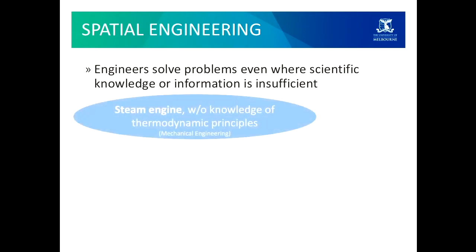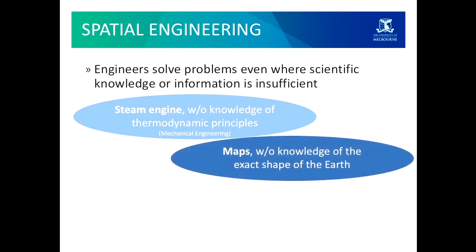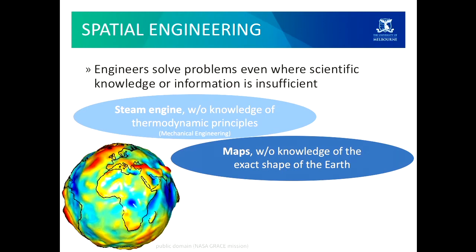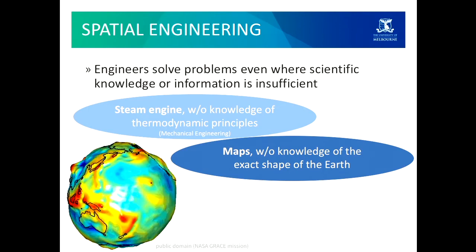The traditional, famous example is the invention of the steam engine. That was invented long before Maxwell discovered the thermodynamic principles. So there was a person being able to develop the steam engine even if they didn't understand completely the physics that was happening within the steam engine. The same, I could claim, is happening with maps. We are able to produce maps, useful maps, even if we don't know the exact shape of the Earth. And why is that important? Because the shape of the Earth is not a mathematical figure that we easily describe. It is a potato.